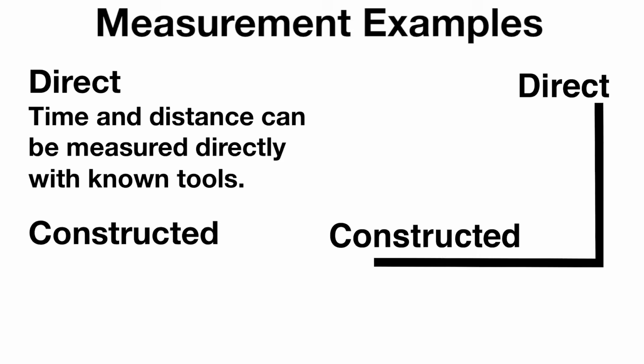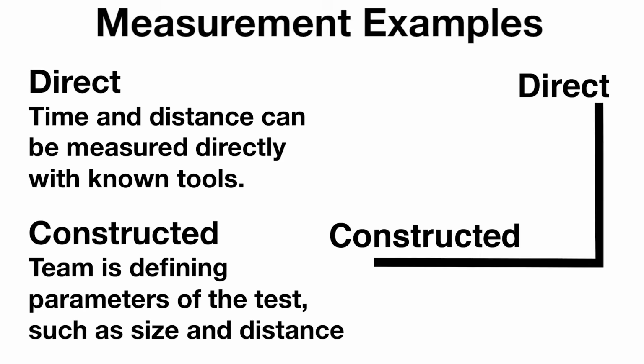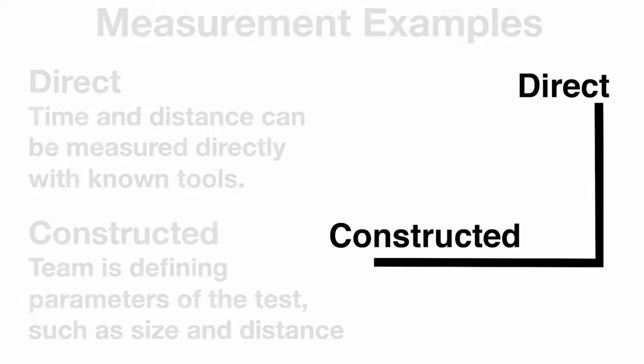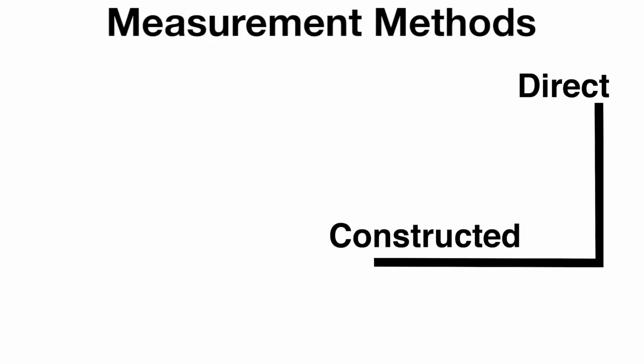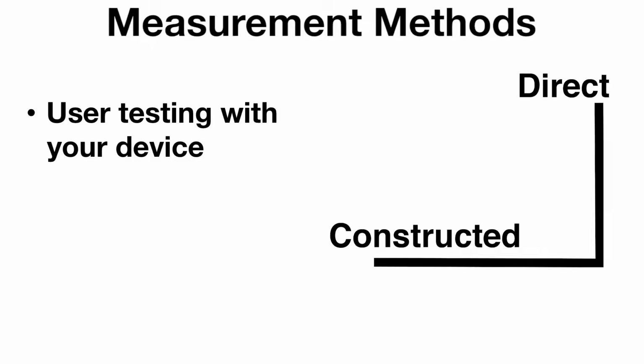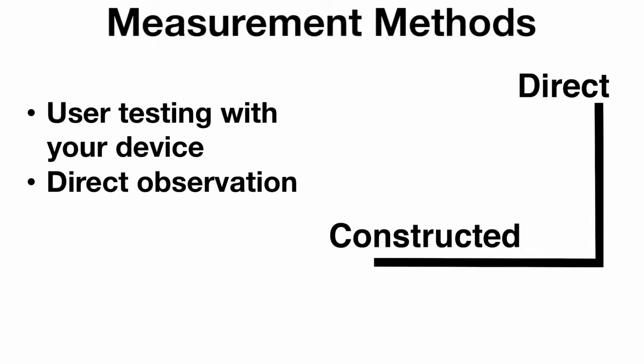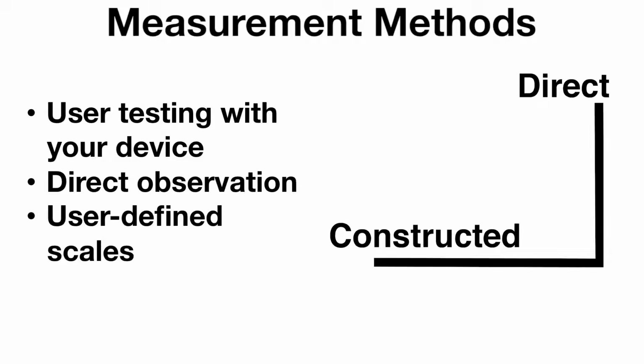The test is constructed because the team is defining the parameters of the test, such as the device size and the distance. Measurement methods for direct constructed testing could include user testing with your device, direct observations of your users with the device, or having users complete a user-defined scale.